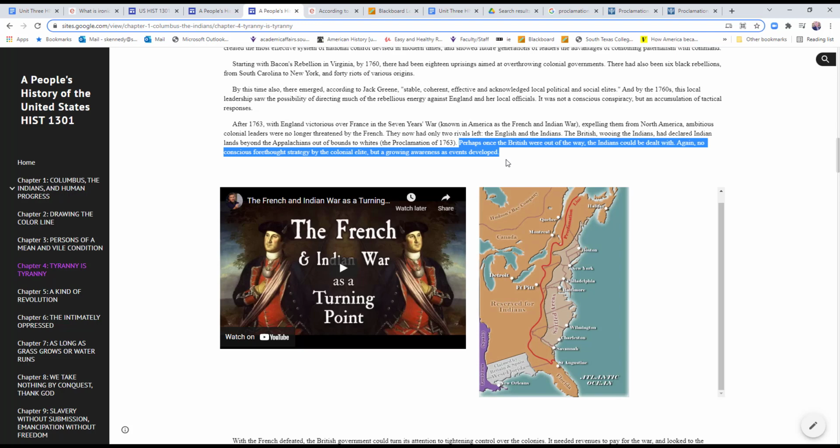Perhaps once the British were out of the way, the Indians could be dealt with. And again, no conscious forethought strategy by colonial elite, but a growing awareness as events developed.